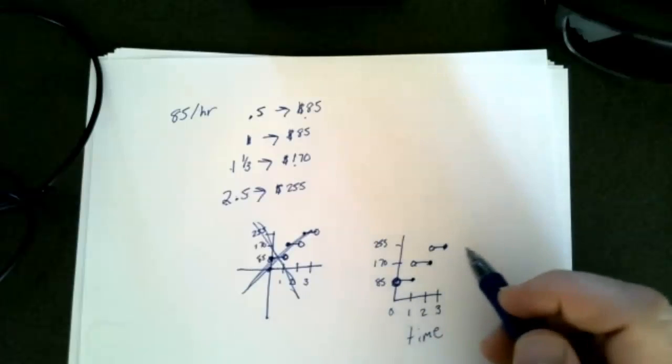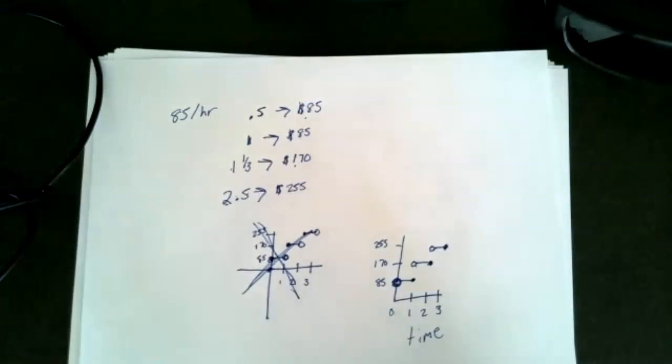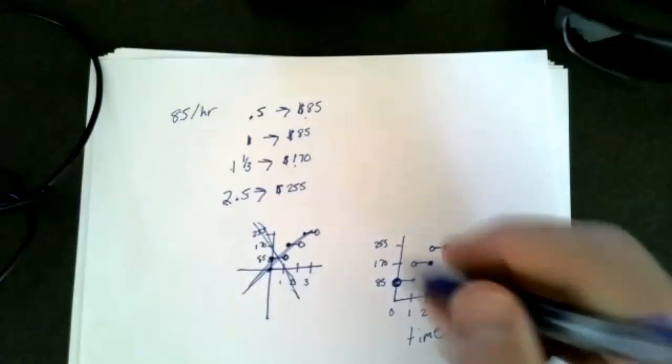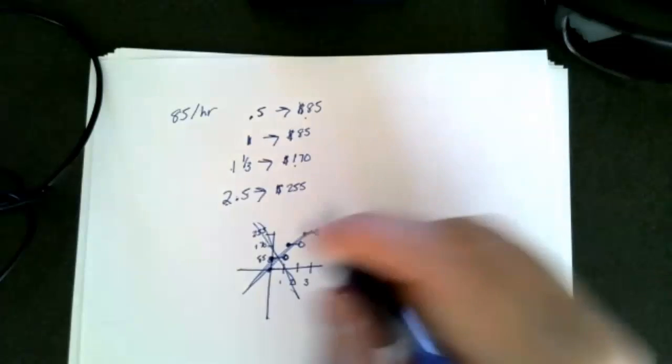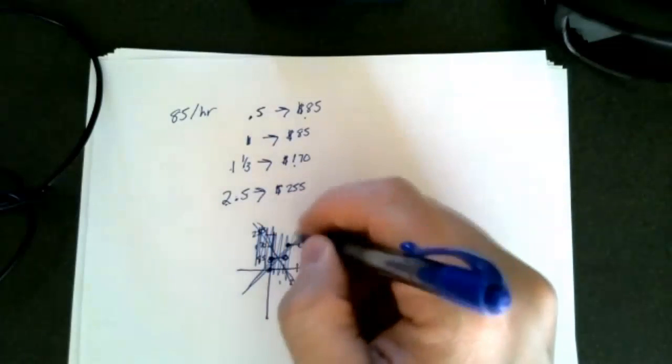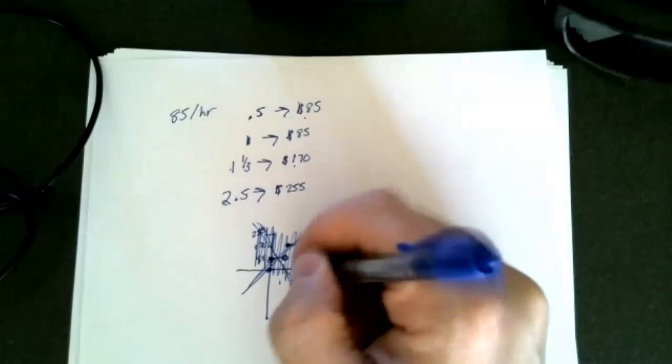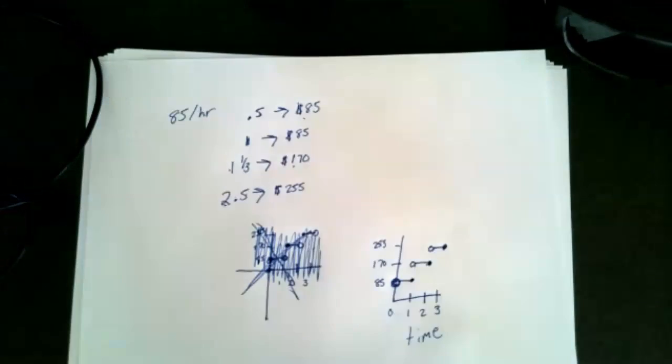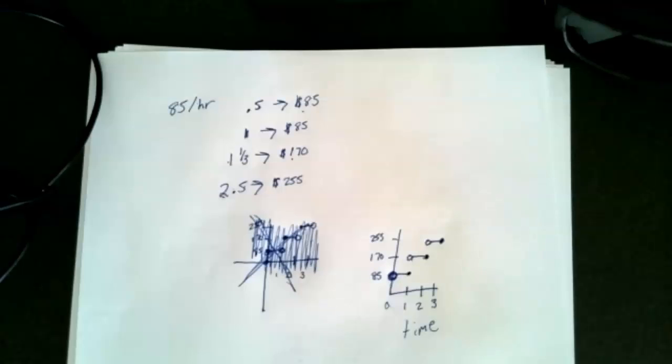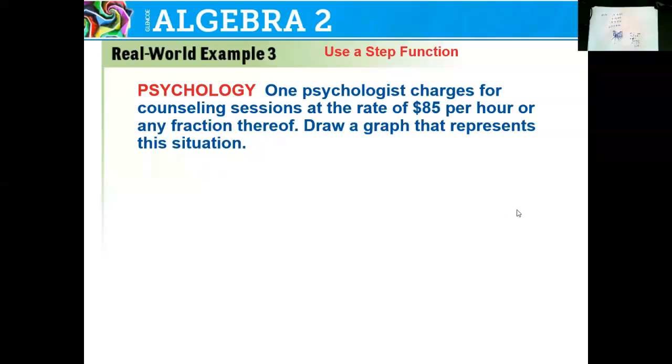So with your graph, you really want to think about it, especially with these step functions, because they're easy to make mistakes on, having the open dots and the closed dots. But you just got to ask yourself, is it logical? Does it make sense? Especially in a real world aspect, we can't have 0 hours. They're not going to charge you $85 just for setting up the appointment. You actually have to go to it.